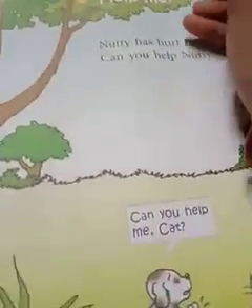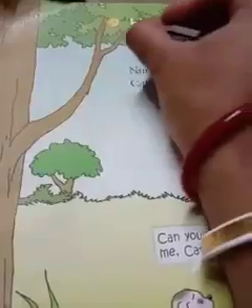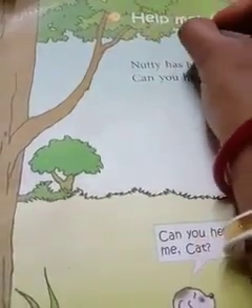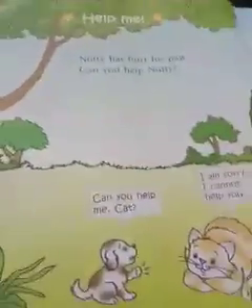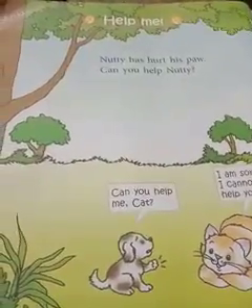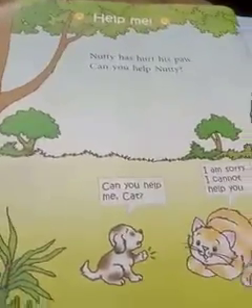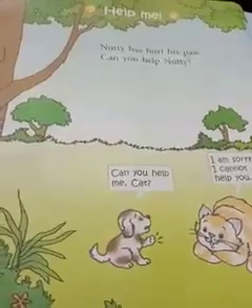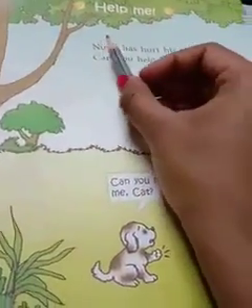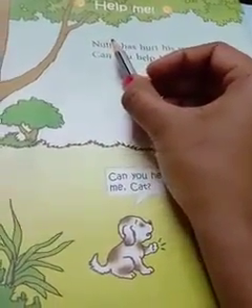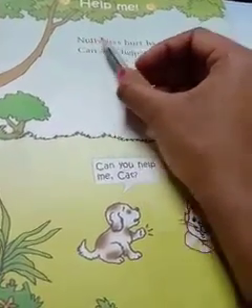So, let us see what is the name of the chapter. Help me. H-E-L-P, help. M-E, me. What is the meaning of help me? Meri madad karo. Okay? So, let us see who needs help. Let's read the chapter. Repeat after me, everyone.